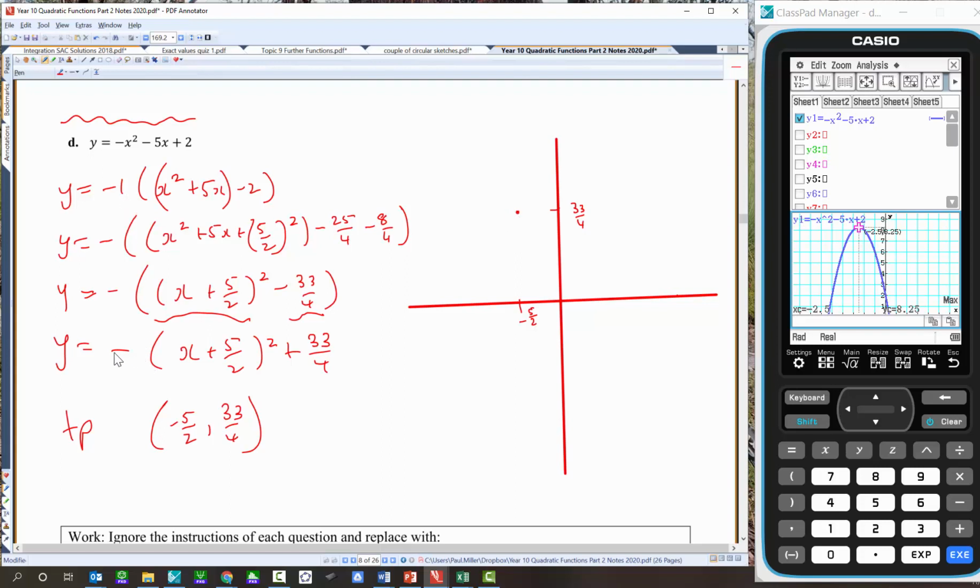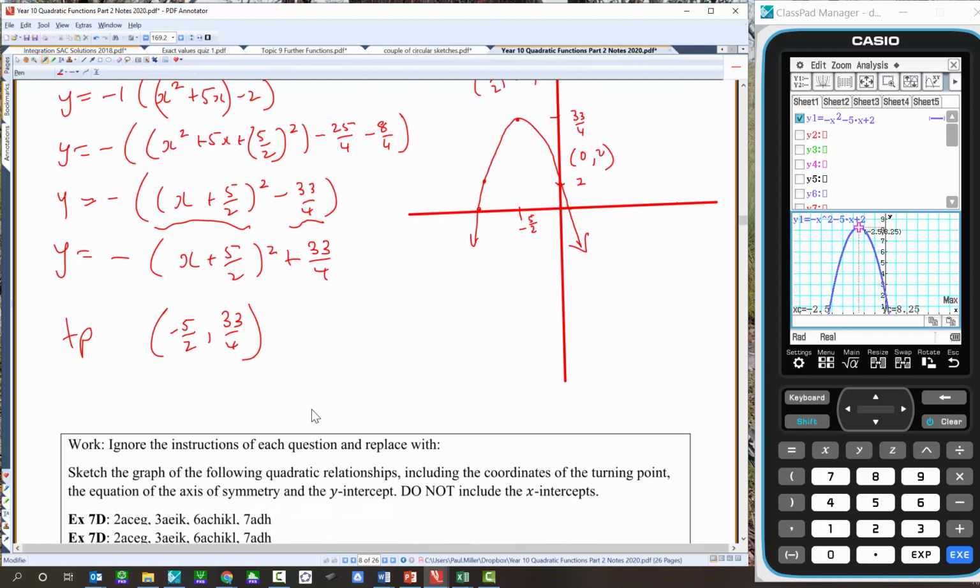Now that negative means, remember that it's an inverted parabola, so it's going to go like this. The y-intercept is at 2. So 33 on 4 is 8, 6, 4, 2. So 2 is there. Right, so it's going to go through there. It's going to go through there. Okay, let's see how we go. Oh, that's the best parabola yet. Okay, that is a very nice looking parabola, that. Okay, so turning point negative 5 on 2, 33 on 4, and our y-intercept when x is 0, y is 2, remembering that we're not worried about the x-intercepts yet.